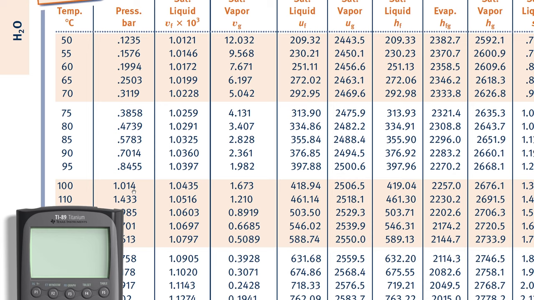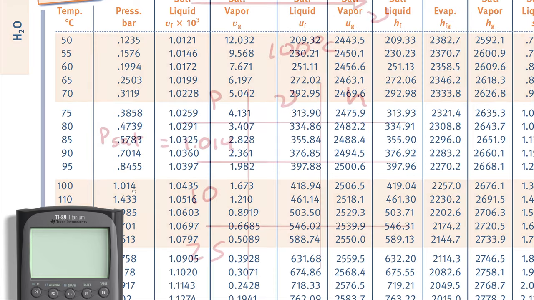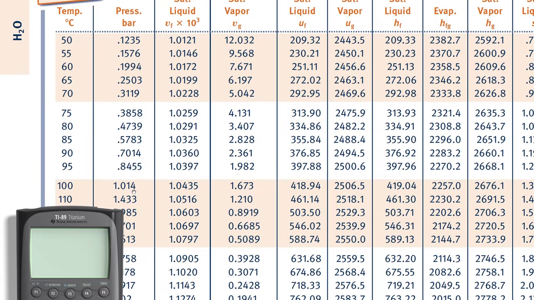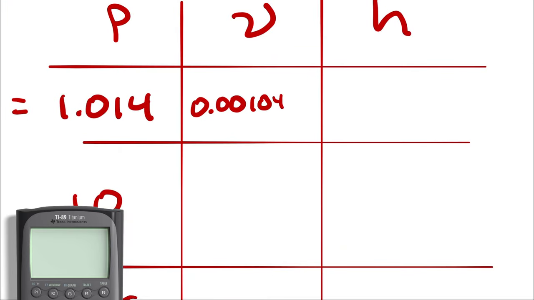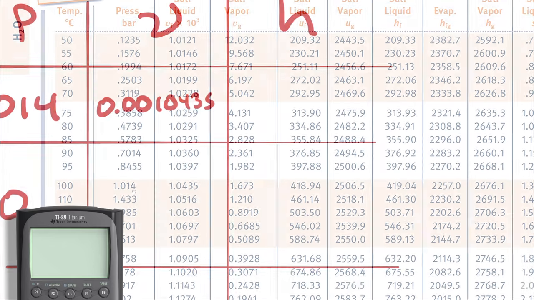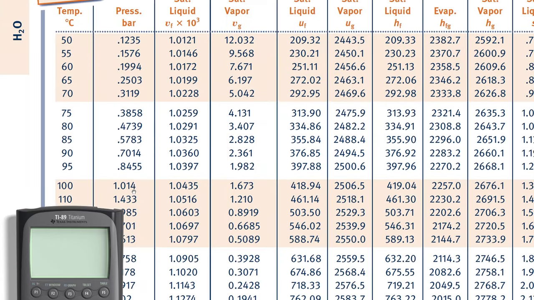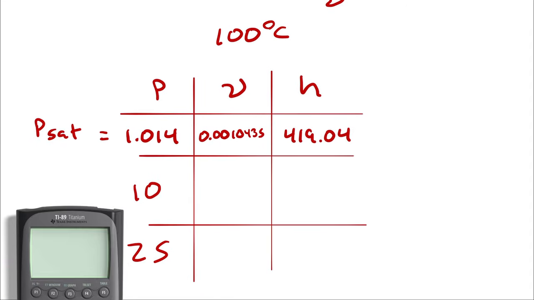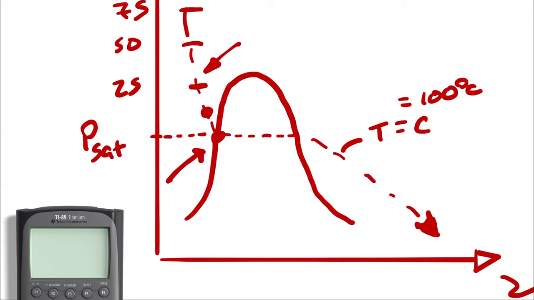VF at 100 degrees Celsius is 0.0010438. So I will populate that, 0.0010435. And HF is 419.04. And those properties are the saturated liquid properties, because that is the row for this guy right here.